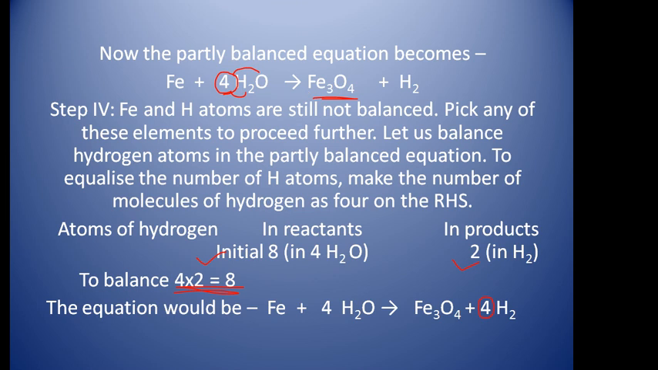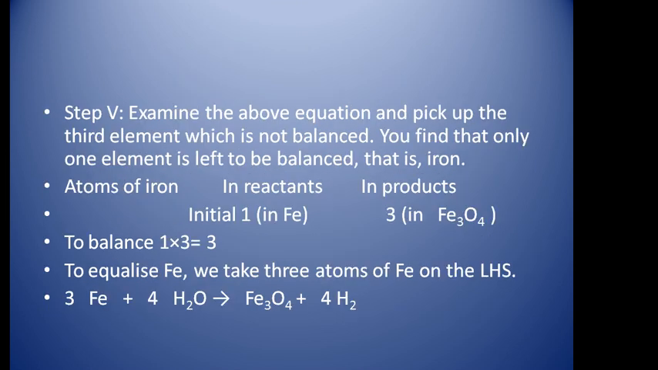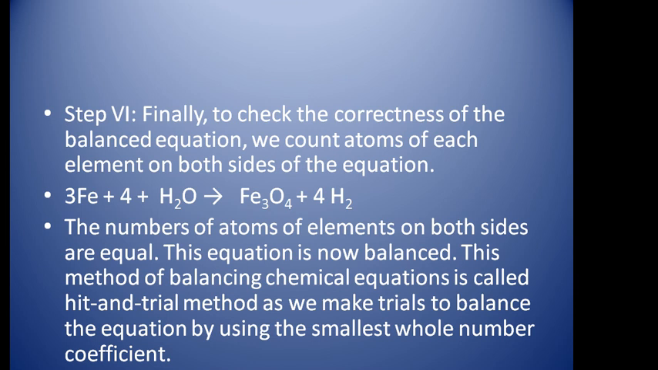You see which atom is left. Which one is left? Of course iron is left. Initially it is 1, and in the product it is 3. So what will you do? You will multiply this with 3. Okay, you multiply this with 3. Got it? Now check it once again, all are equal or not. 3 Fe, here also 3 Fe.